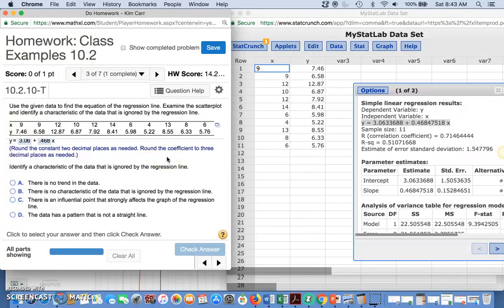Okay, it says identify the characteristic of the data that is ignored by the regression line. There is no trend in the data. There is no characteristic of data that is ignored. There is an influential point that strongly affects the graph of the regression line. And the data has a pattern that is not a straight line.